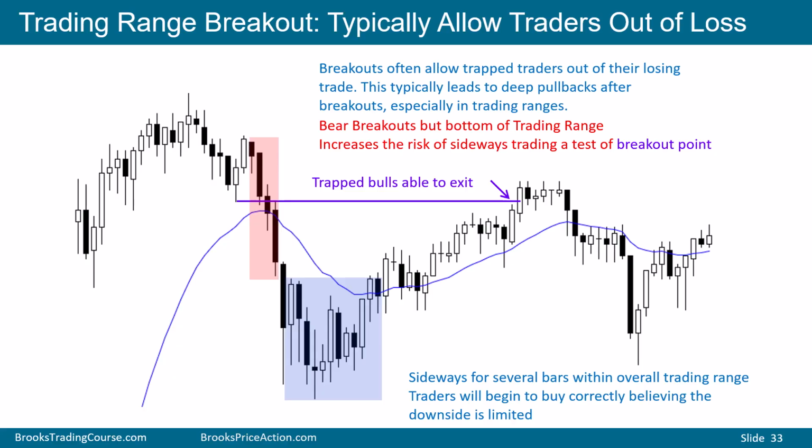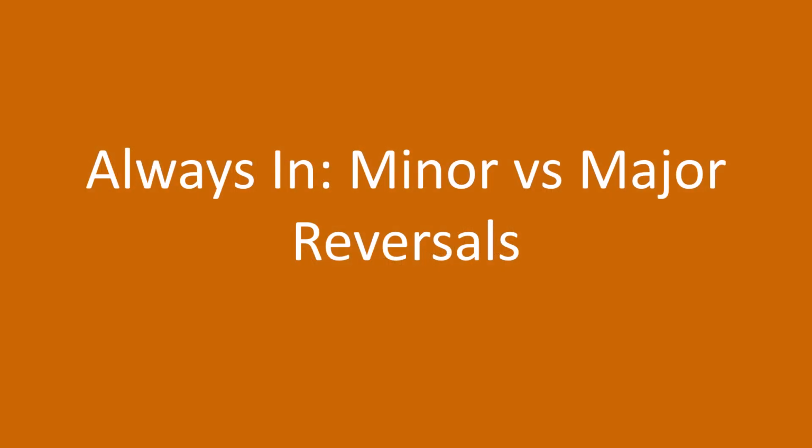When the market's in a trading range, the odds are breakout points are going to close to allow the trapped limit order traders out of the trade. Always in minor versus major reversals.